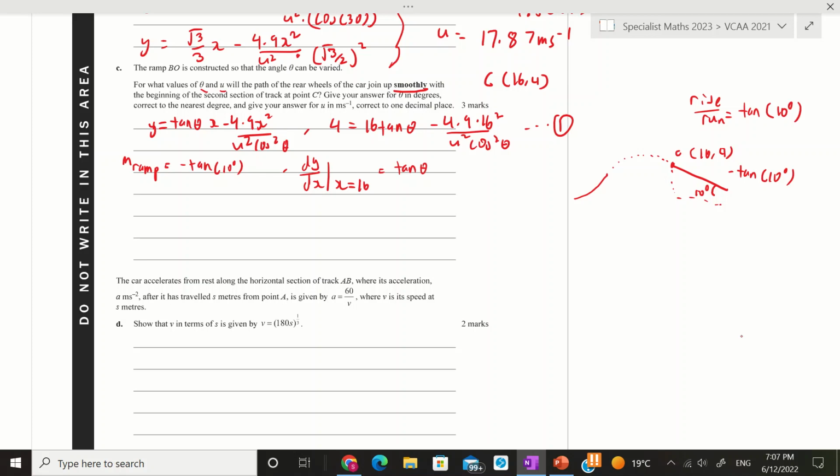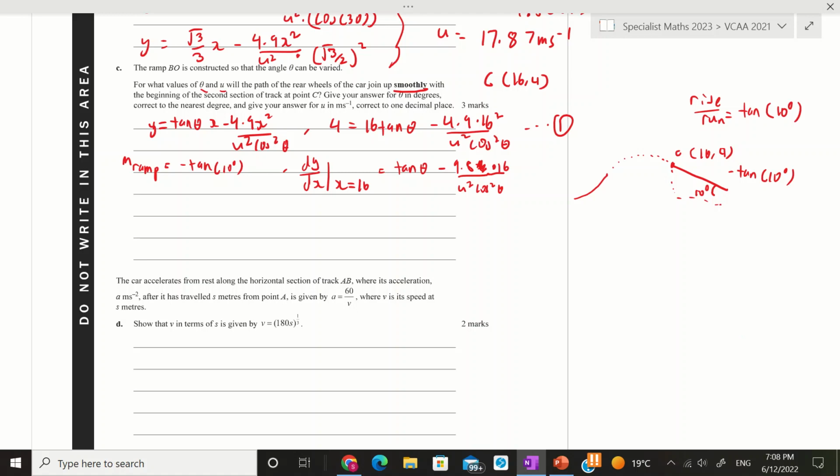And then this bit here, 2 times 4.9, just using the power rule, 2 times 4.9 will be 9.8x on u squared cos squared theta. Okay, so I end up having that. I can replace the x straight away, get rid of this x here and replace it with the 16. Okay, cool. So that's what we have right now.